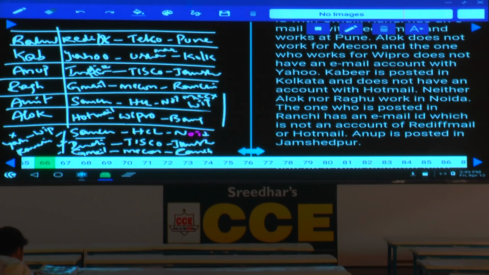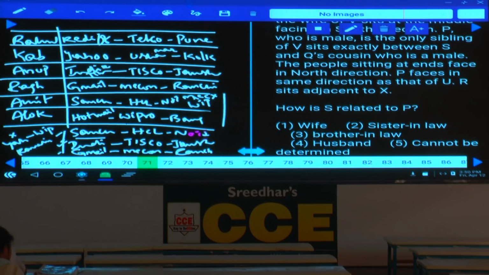Rahul, Rediff, Telco, Pune, and Kabir, Yahoo, Usha Martin, Kolkata, and Anup, India Times, Tisco, Jamshedpur, and this Raghu is Gmail, Meccan, Ranchi, and Amit, SancarNet, HCL, Noida, and Alok, Hotmail, Wipro, and Bangalore. Now this is about question number 66 to 70, then 71 to 75.